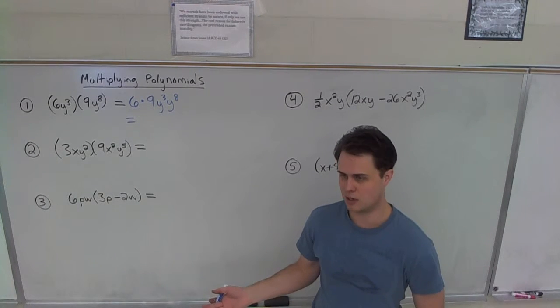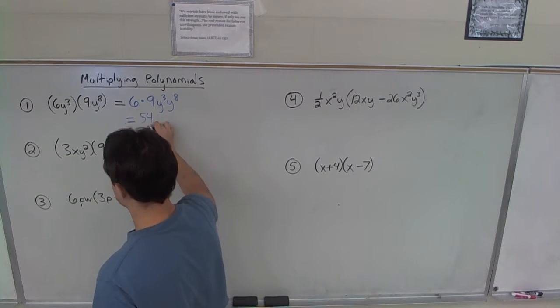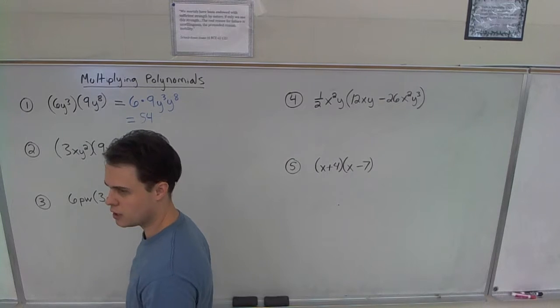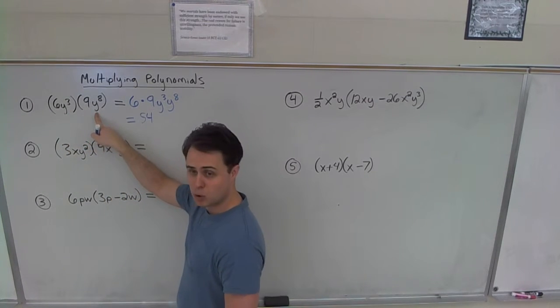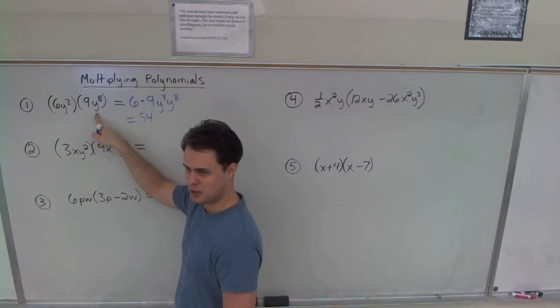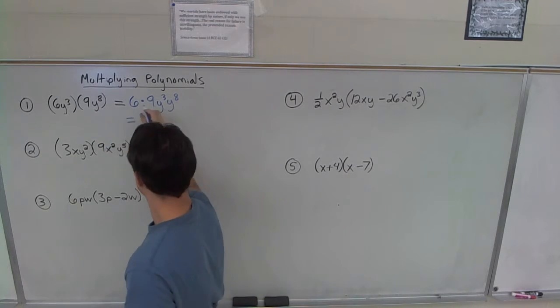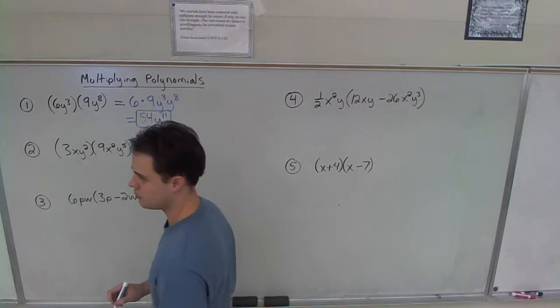What is 6 times 9, though? 54. So usually when I do it, I just go straight and say 54. And this one doesn't have lots of different variables, so also when I do it, I just say there's 3 y's, y, and then right next to it multiplied is y, 8 y's, yeah? So how many y's are there? So it's y to the 11th power.